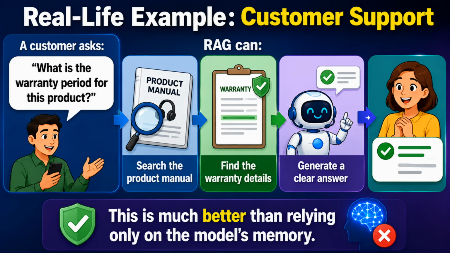Now we will see one more real life example, which is customer support. A customer asks, what is the warranty period for this product? RAG can search the product manual, find the warranty details, and generate a clear answer. This is much better than relying only on the model's memory.